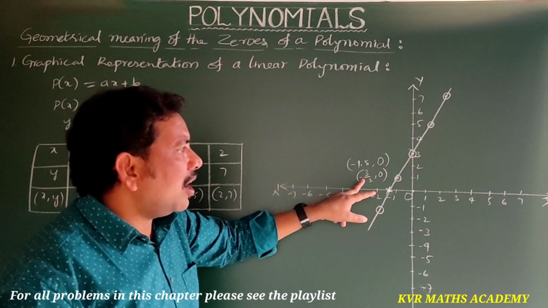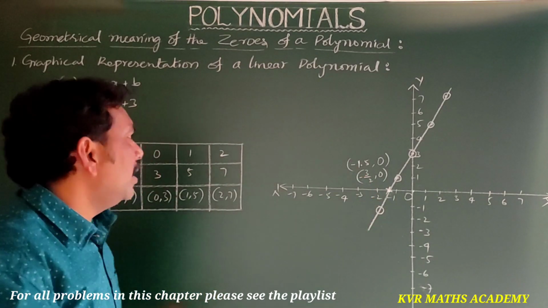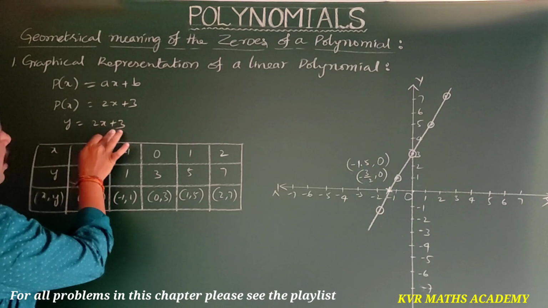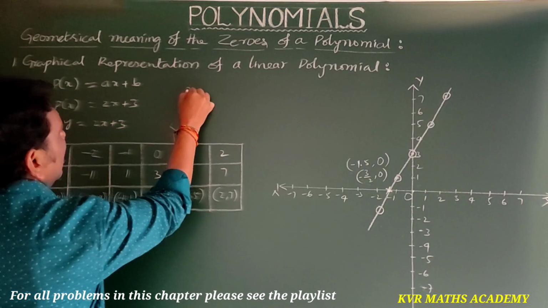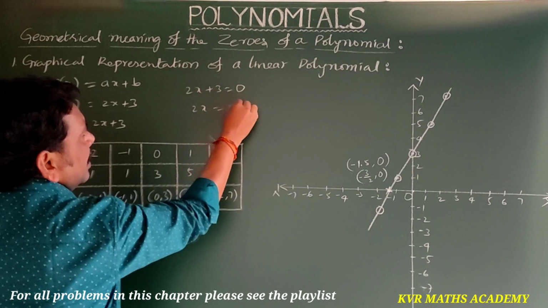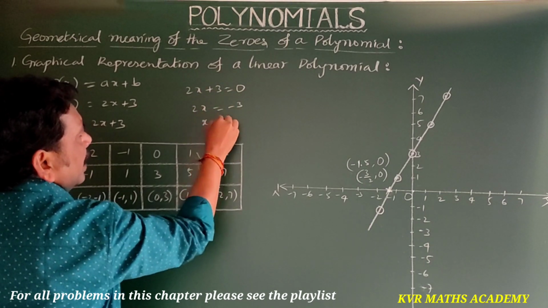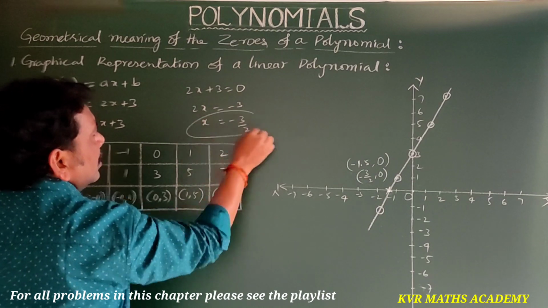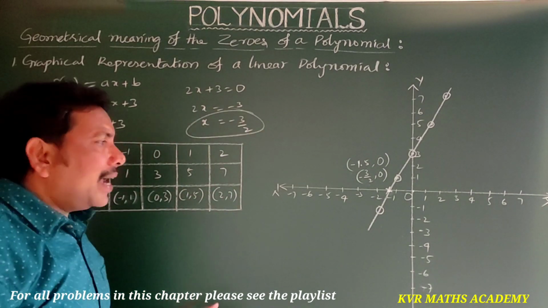The zero value of the given polynomial is minus 3 by 2. Here is how to find the zero of the polynomial. 2x plus 3 is equal to 0. 2x is equal to minus 3, transposing the 3 to this side. So x is equal to minus 3 by 2.